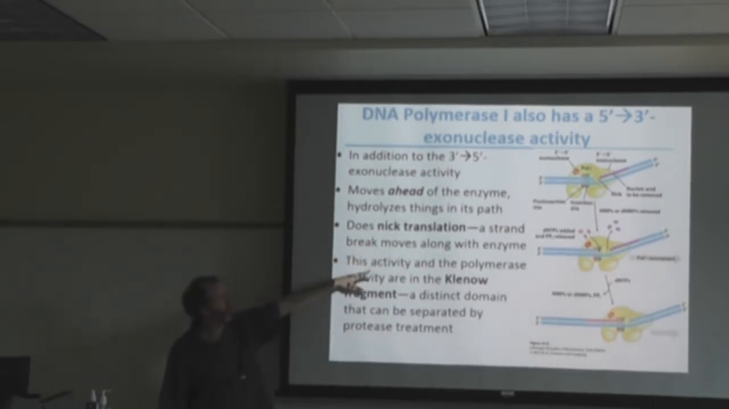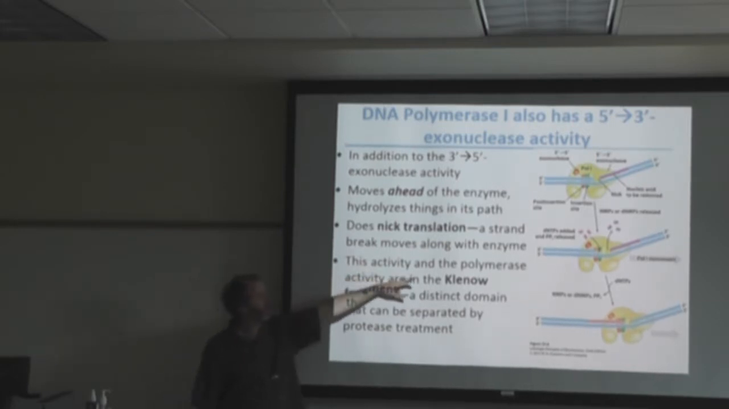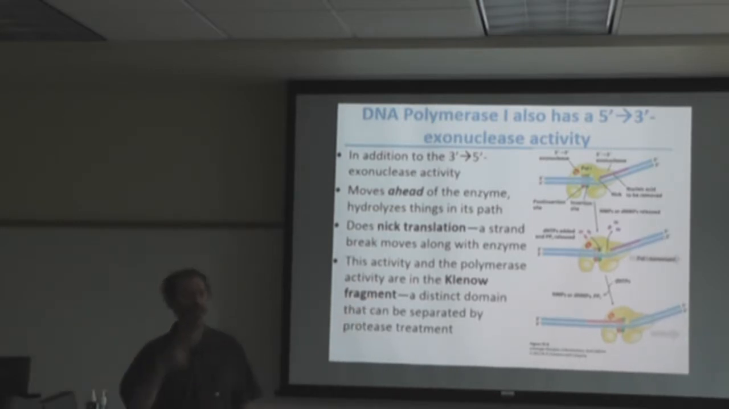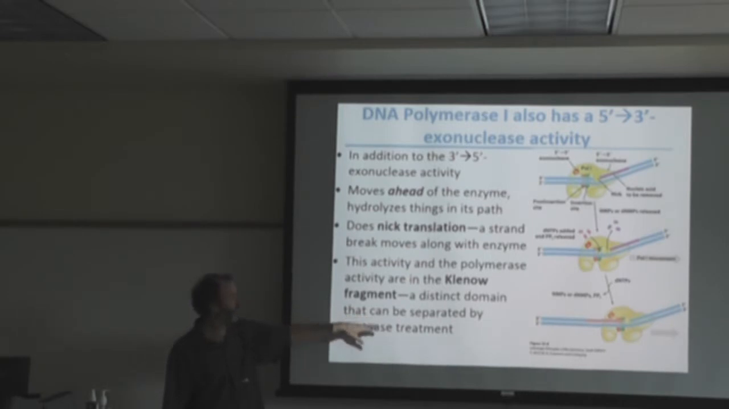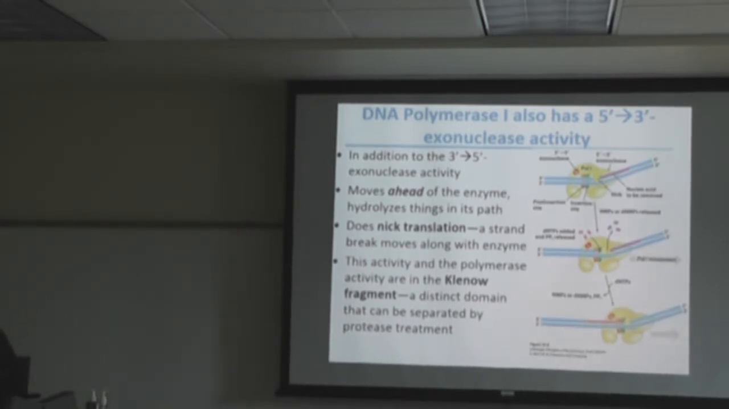A strand break moves along with the enzyme, and this activity and the polymerase activity are in the Klenow fragment. This gentleman, Klenow, discovered that if you treat polymerase 1 with a protease, it separates into 2 fragments. The Klenow fragment has the 5 to 3 polymerase activity, the 3 to 5 prime nuclease activity and the polymerase activity. A distinct domain that can be separated by the protease treatment, which I just said, because I don't need to read the slide.